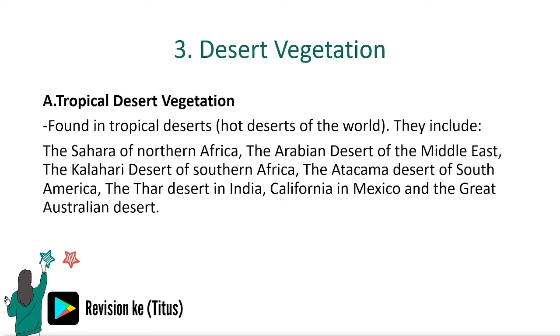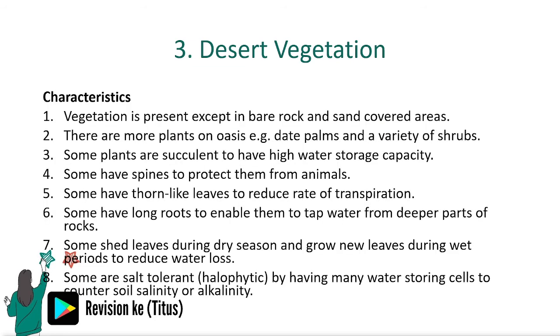The desert vegetation. This is found in tropical deserts, that is, the hot deserts of the world, which include the Sahara, the Arabian, the Kalahari, the Atacama, the Thar Desert, Baja California in Mexico, and the Great Australian Desert. These are the characteristics. Vegetation is present except on bare rock and sun-covered areas. There are more plants on oases.